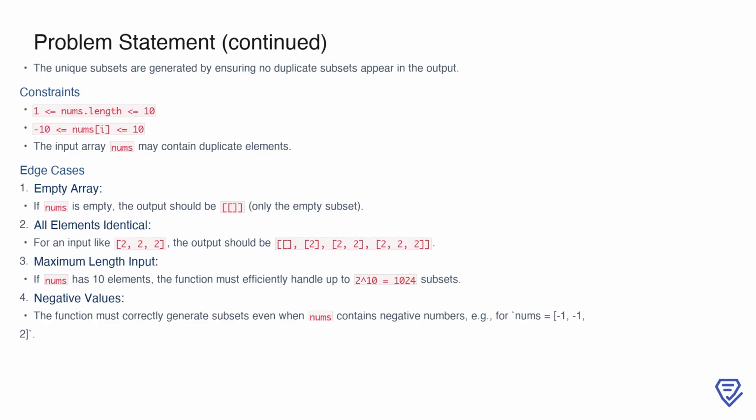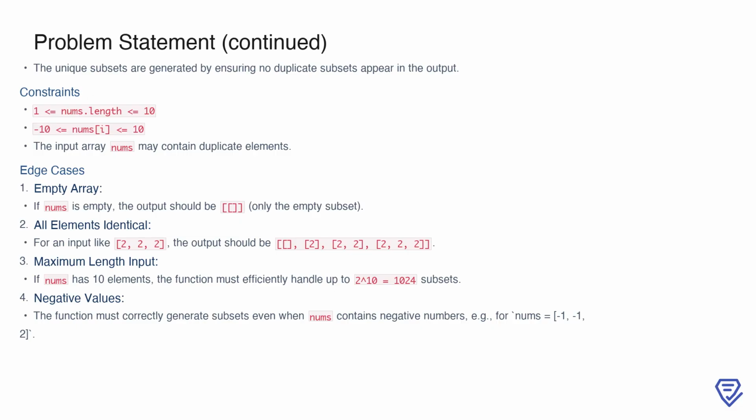Let's consider the constraints and edge cases to solidify our understanding. The array length ranges from 1 to 10, and the elements can be any integers between -10 and 10. This means the function must handle small arrays efficiently as well as larger arrays that can produce up to 1024 subsets due to the exponential growth of combinations.